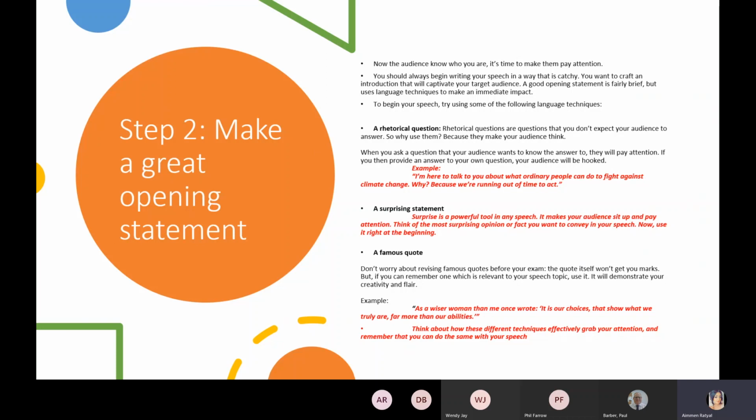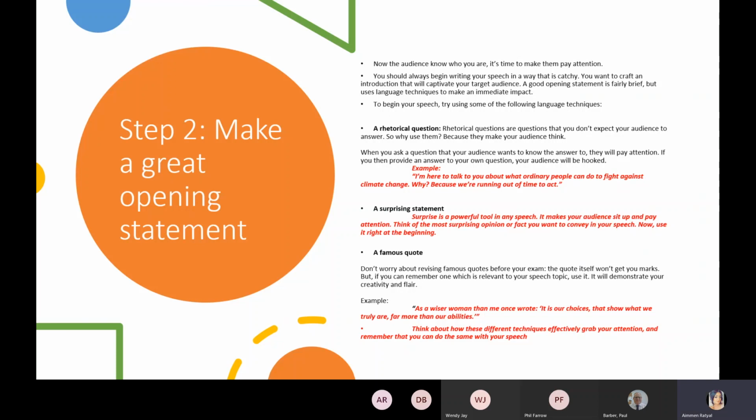So an example of that will be, I'm here to talk to you about what ordinary people can do to fight against climate change. Why? Because we're running out of time to act. So it's a rhetorical question and you've answered it yourself, rather than waiting on an answer comment from the audience.